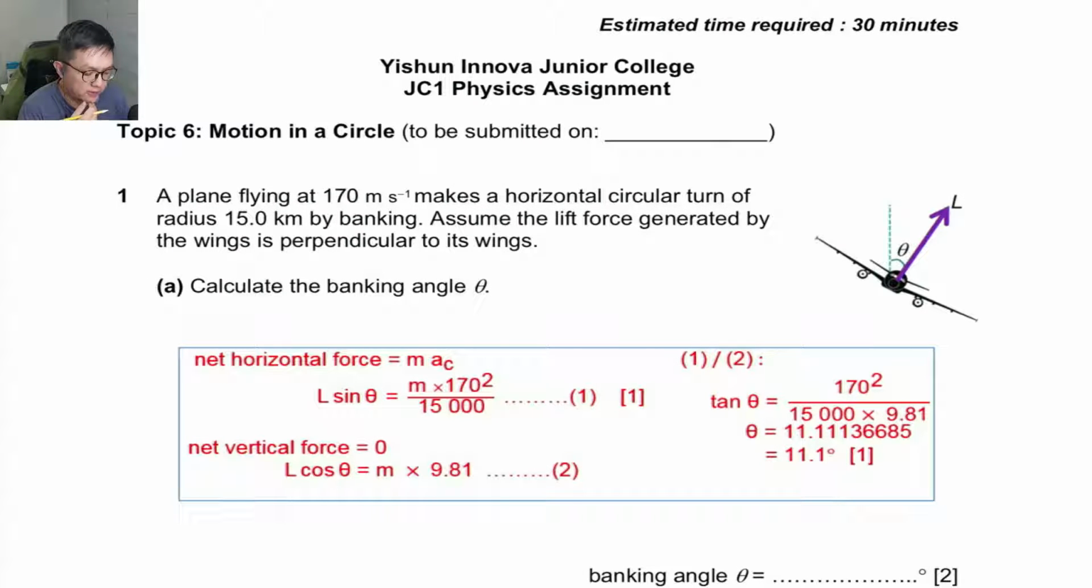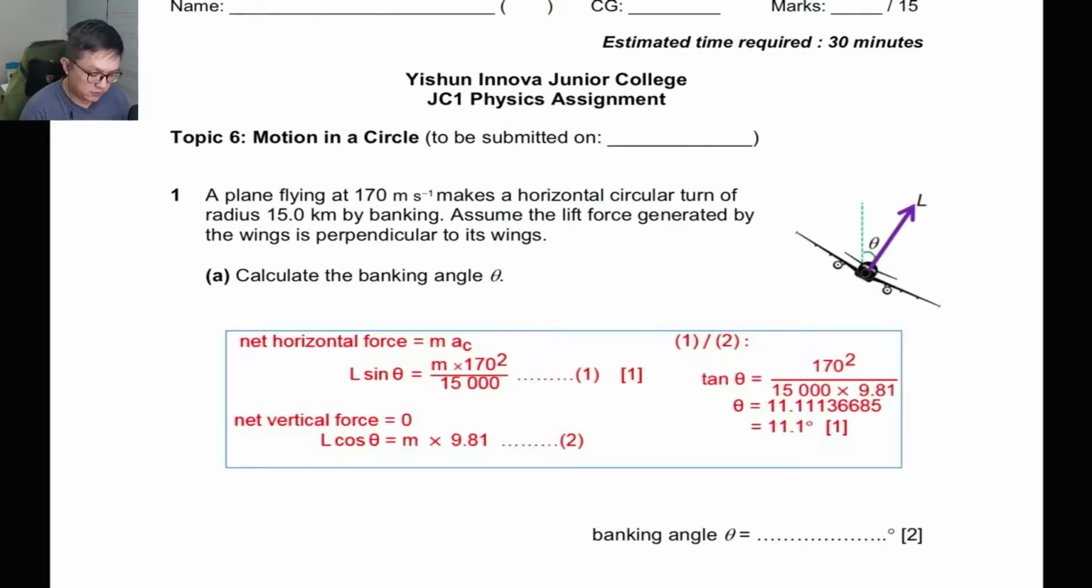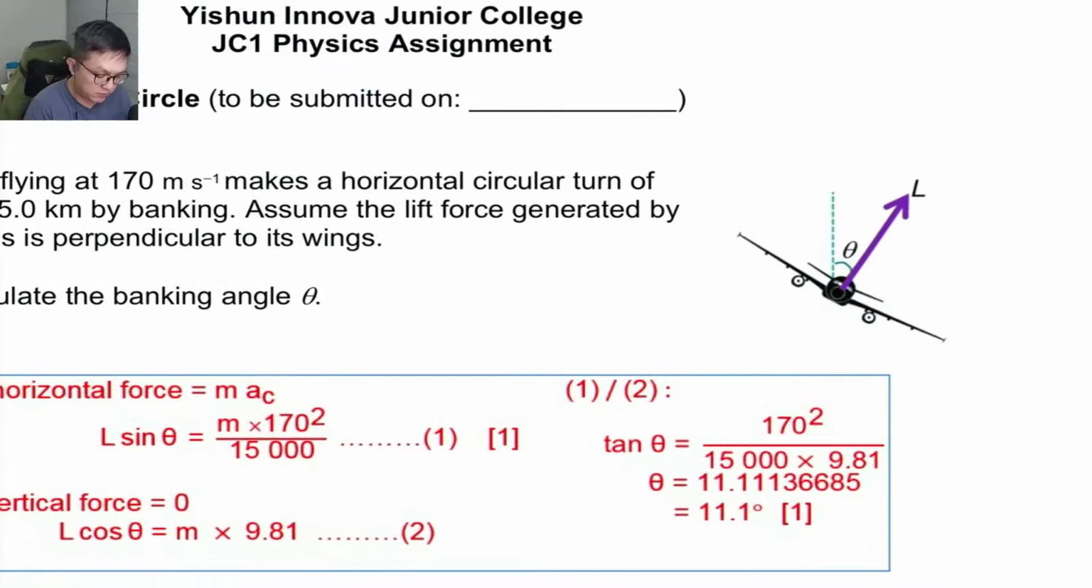A plane traveling at 170 meters per second, making a horizontal circular turn of radius 15 km by banking. Assuming the lift force generated by the wings is perpendicular to its wings, calculate the banking angle theta. For this one, it's important to extend this diagram a little bit by drawing the circle towards the center here. So this center is here, and this distance is 15 km, all right? So you need some kind of centripetal force acting in this direction.